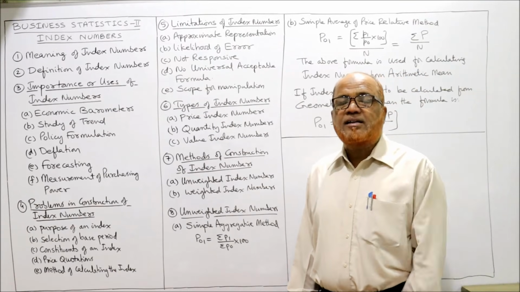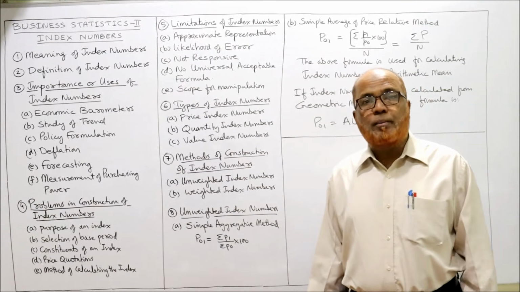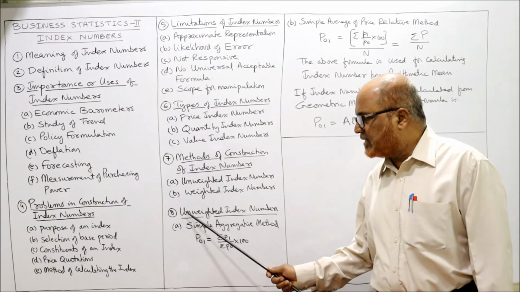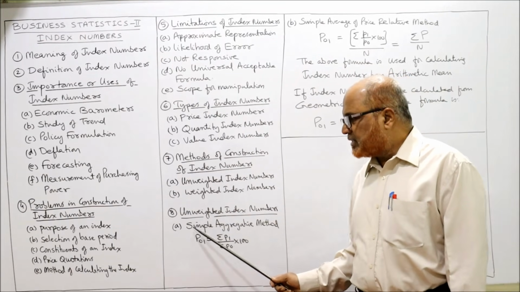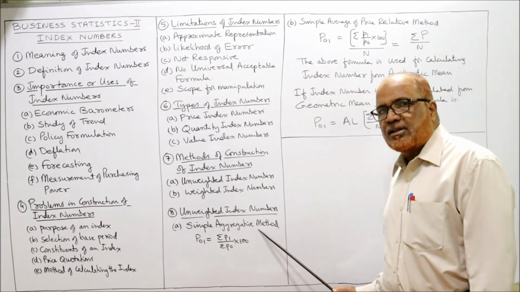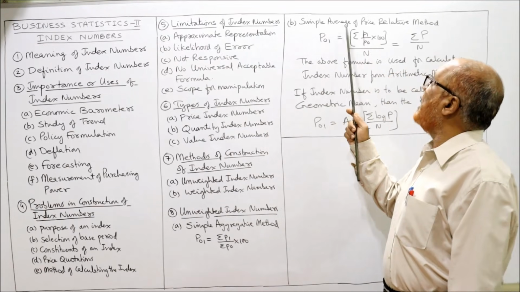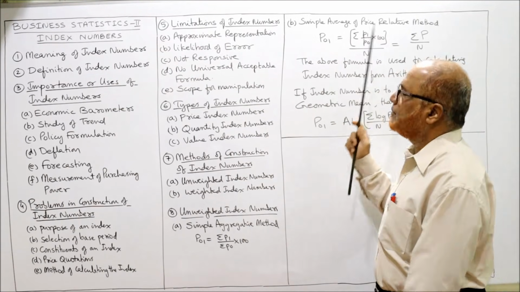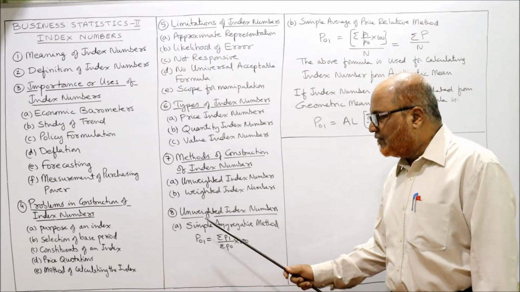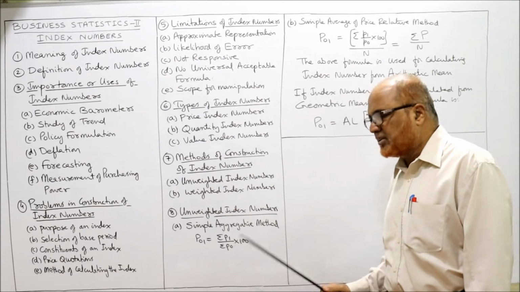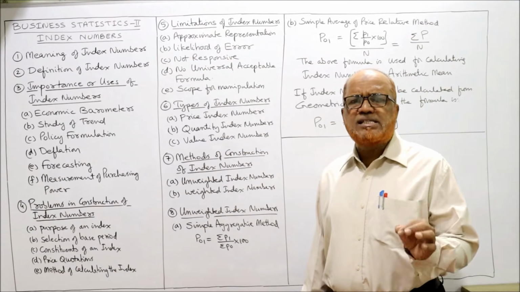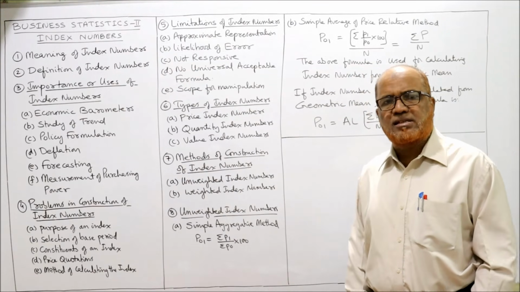Again, unweighted index numbers are divided into two categories. Two methods are there for calculating unweighted. First method is simple aggregative method, and second is simple average of price relative method. First we'll discuss simple aggregative method. This is the easiest method of calculating the index number.